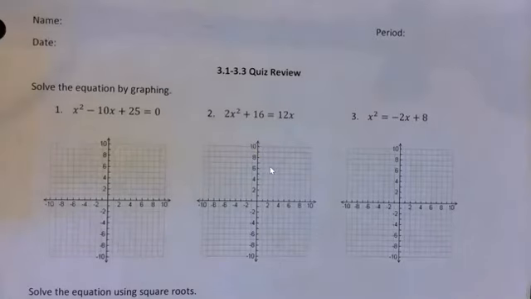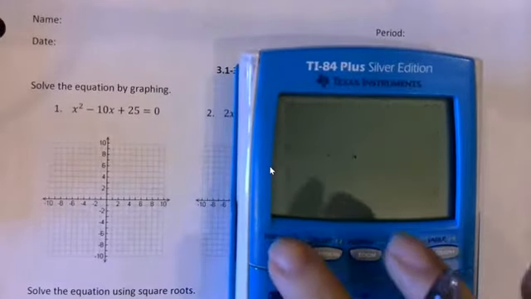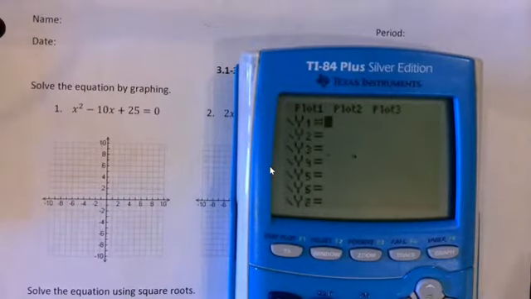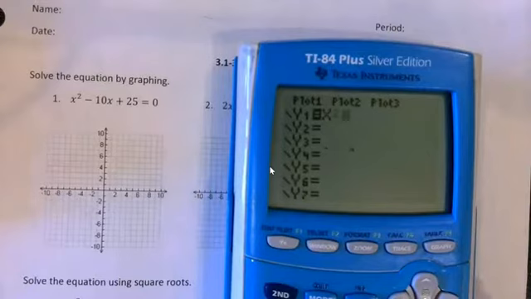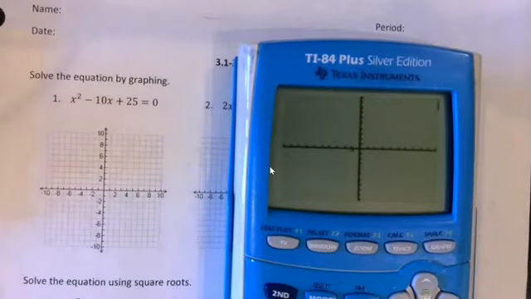Okay, so in this review, I'm going to be going over all the different methods to solve quadratics with real and imaginary numbers. So this one wants me to solve by graphing. What I'm going to do is go on my calculator. I'm going to clear out my screen. I'm going to go to y equals, clear this out too, and type in my equation. So I have x squared minus 10x plus 25. I go and I graph it.